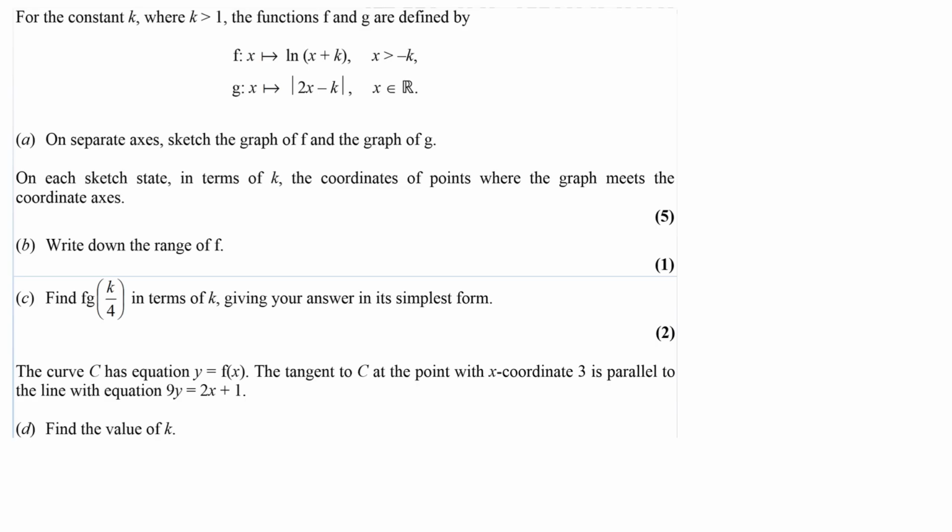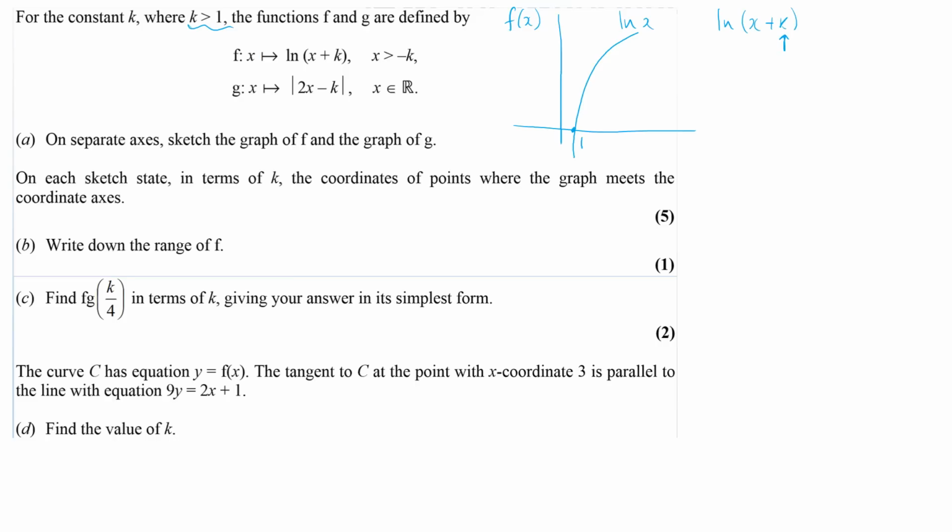This next question is a modulus functions question. We've got two functions f and g. We're being asked to sketch them, and we're told that k is bigger than 1 and k is in both of the functions. So let's do f of x first. Now, if we just draw ln of x, you should know that ln of x is this sort of shape, and it goes through here. The ln of 1 is equal to 0, and we've actually got the ln of x plus k.